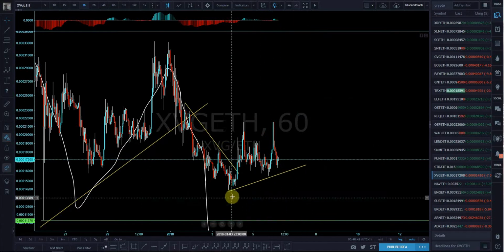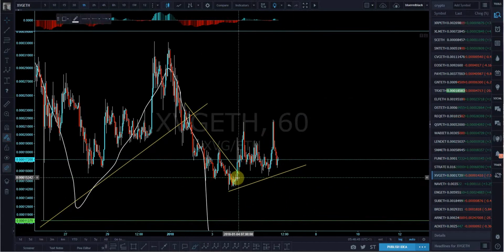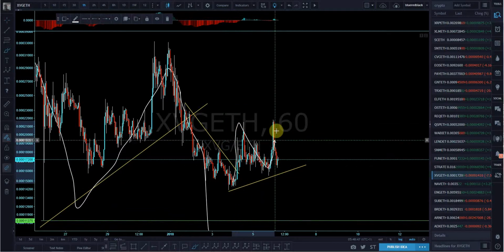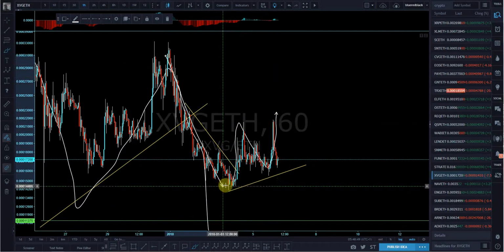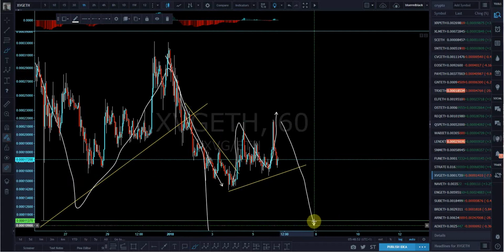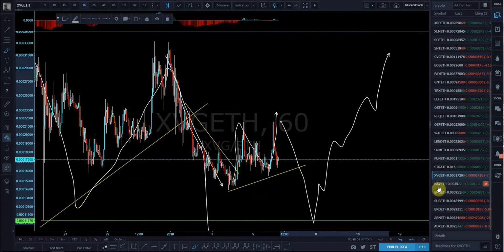Then it pulled back. So now it could be, you always got to look at it both ways, it could be a 1, 2, 3. This is your corrective trend down. It's going to give you one more down after breaking the low, and then start to go. Navcoin.